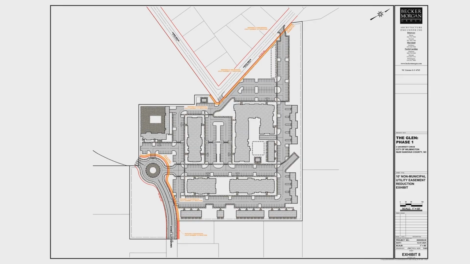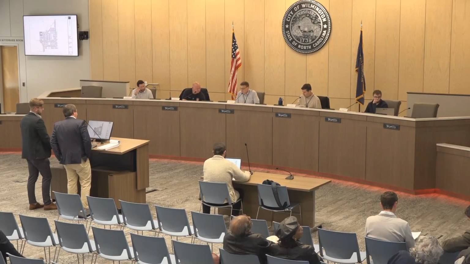So just to clarify, on the image that's on the screen, where are you saying the utilities currently enter the site? Up at the top right corner. So no utilities enter the site along University Drive currently? No, sir. And that's where the utility easement is being requested to be eliminated? Yeah. Any other questions?